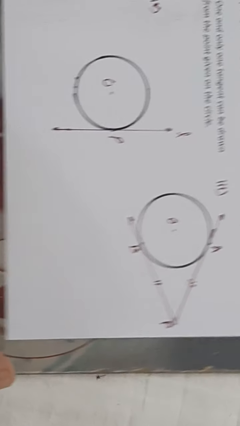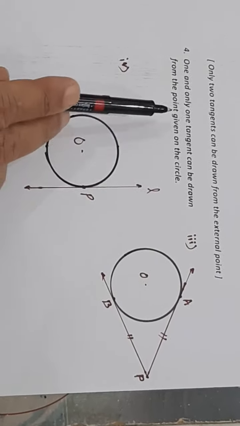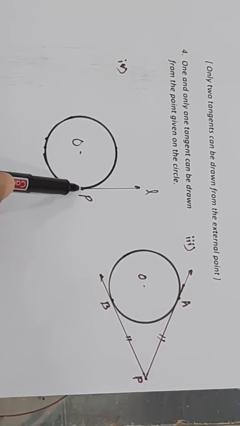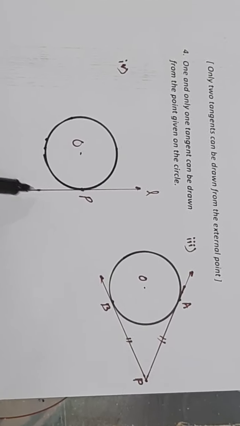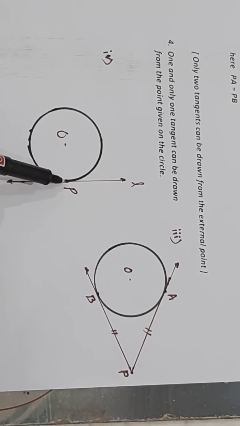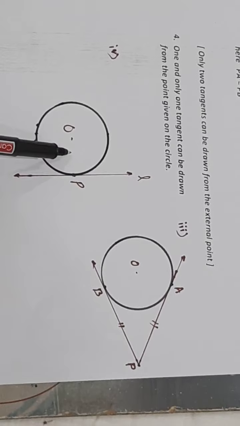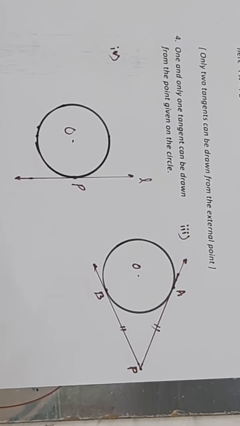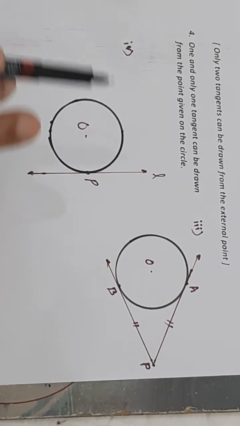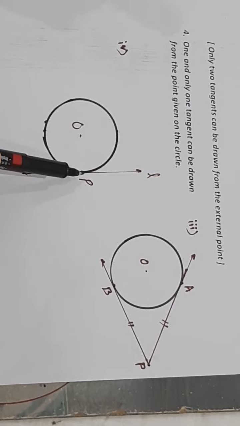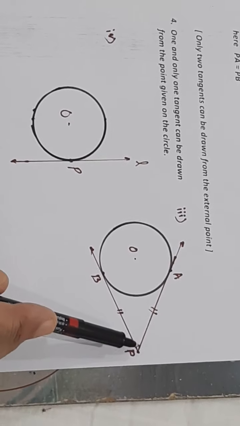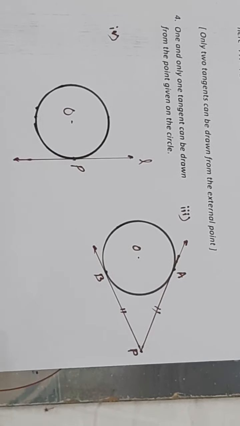This is one more theorem. The last theorem: only one tangent can be drawn from the point given on the circle. When a point is given on the circle, only one tangent can be drawn. So here you see the line L is a tangent to the circle at P. And when a point is inside the circle, no tangent can be drawn. Three situations are there. When the point is in the interior of the circle, no tangent. When the point is on the circle, one and only one tangent. And when the point is external, we can draw maximum two tangents.